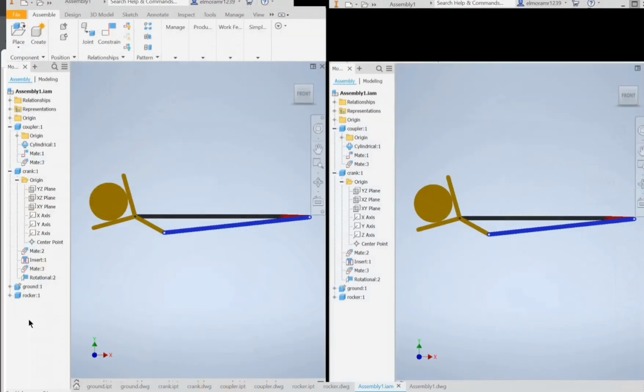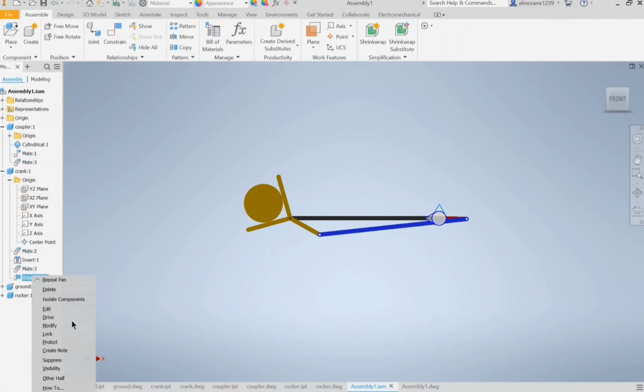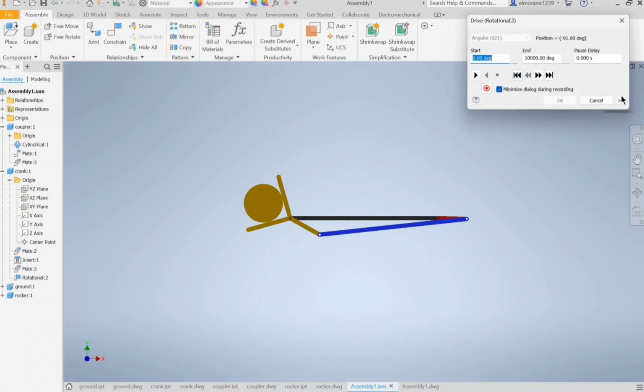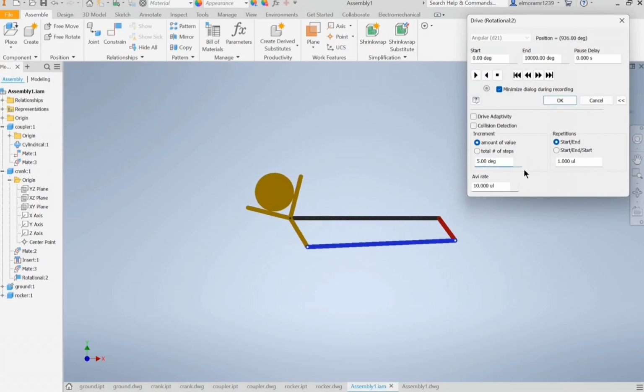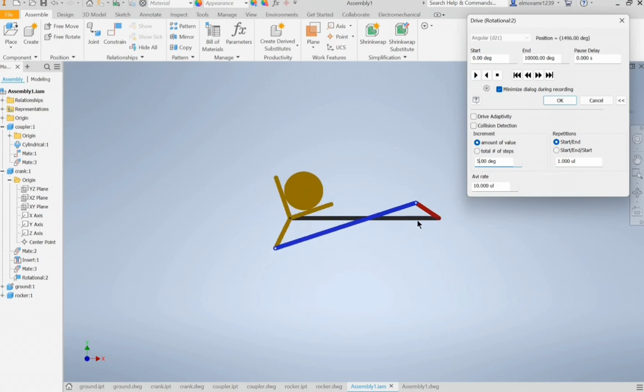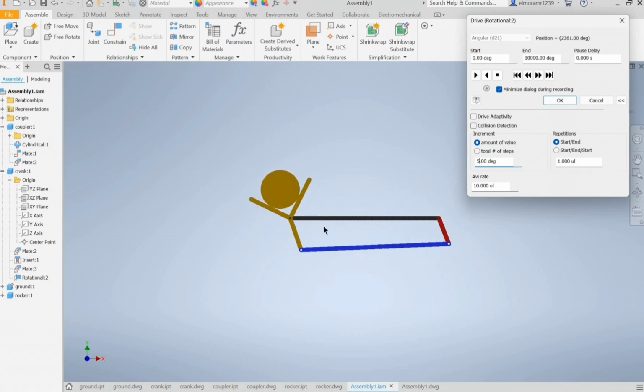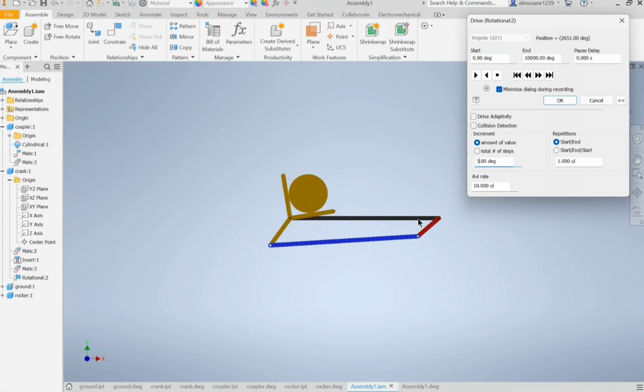If I want to simulate this movement, maybe I'll make it 5. So the movement is showing clearly here. The crank rotates 4 revolutions, and the rocker moves from the first position to the second position through 90 degrees. That's all from me. Thank you very much.